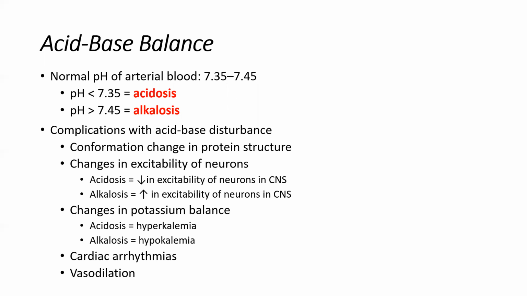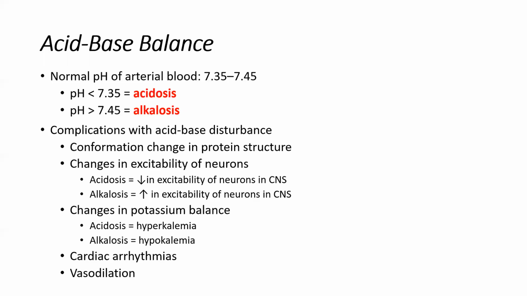So in terms of going over the basics here, we know that our normal arterial blood has a pH of anywhere from 7.35 to 7.45, so a very narrow window of regulation for our blood pH. Anything less than 7.35 is acidosis. Anything greater than 7.45 is alkalosis. And remember, acidosis is excess acid, alkalosis is excess base.